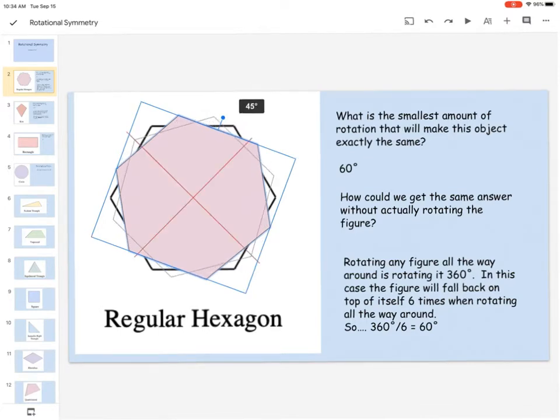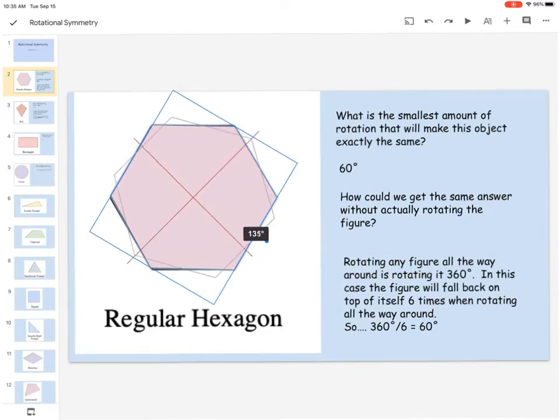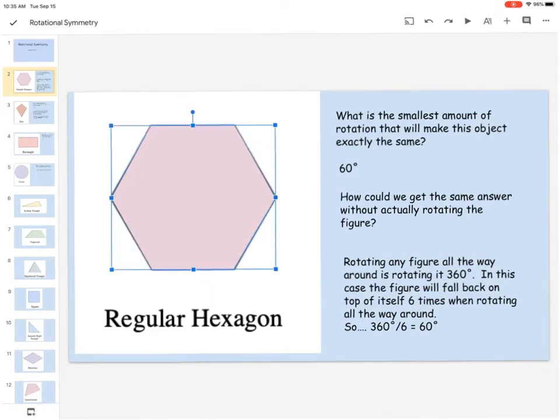As I rotate it more, if I rotate it a total of 60 degrees, then it's right on top of itself, just like it was when we started. And I can do that again by rotating it another 60 degrees, and I can do that again by another 60, and so on. One thing I want you to note is as I'm going around here, I'm going around 6 times.